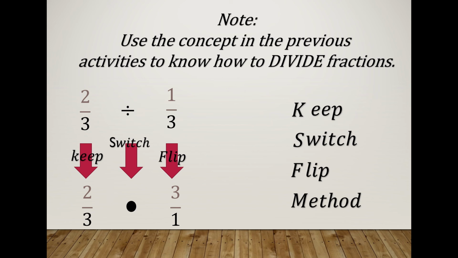And then multiply numerator by numerator, denominator by denominator. So 2 times 3 is 6, and 3 times 1 is 3. 6 and 3 can be reduced by 3, therefore 6 divided by 3 is 2, and 3 divided by 3 is 1, therefore 6 over 3 is 2. Next example.